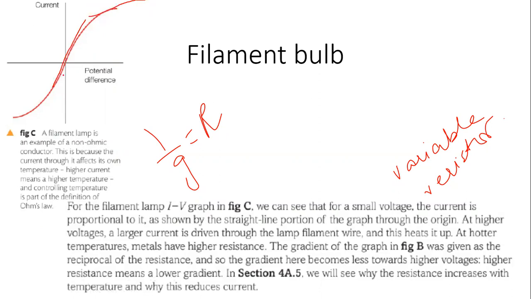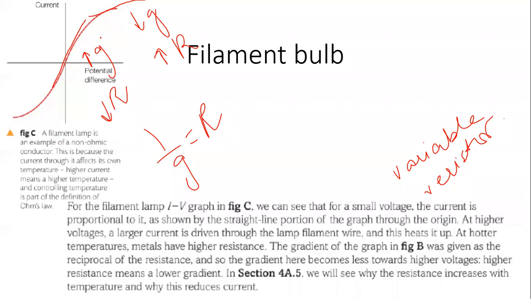You can see over here, the tangent is steep, meaning that initially the gradient is high. After that, the gradient is decreasing because the tangent is becoming more horizontal. We know that gradient and resistance have an inverse relationship. So initially the gradient is high, meaning that resistance is low. After a while, the gradient is decreasing, meaning that resistance is increasing. So initially the resistance was low, but as the potential difference continued to increase, the resistance increased as well.